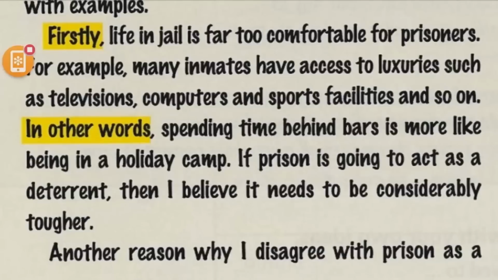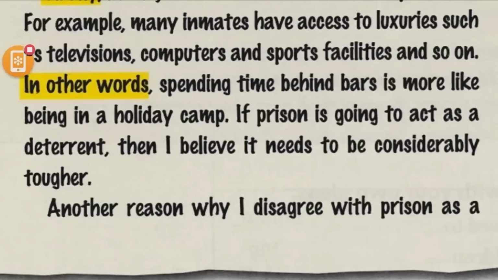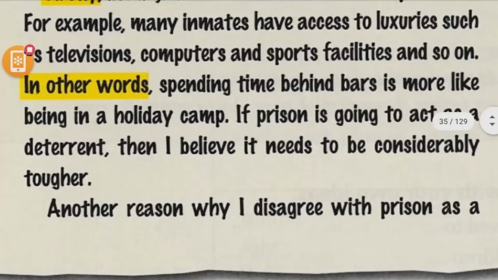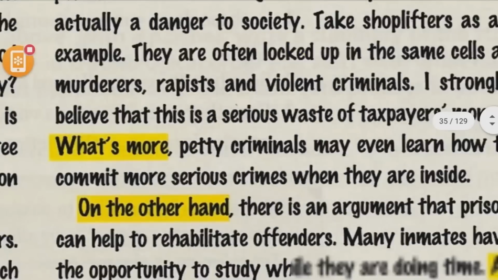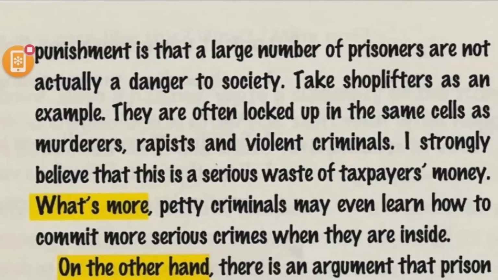So this is the conclusion of this body paragraph. Now we have the second body paragraph. Another reason. When you say another reason, you are telling the reader that I told you the first reason, now this is the second reason. So another reason why I disagree with prison as a punishment is that a large number of prisoners are not actually a danger to society. Reason number 2 is that a large number of prisoners are not actually a danger to society.